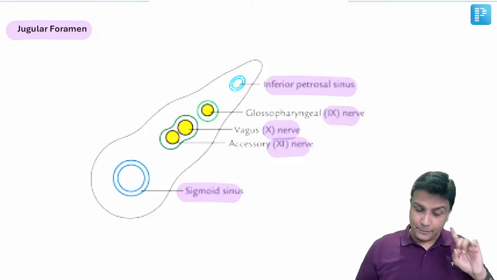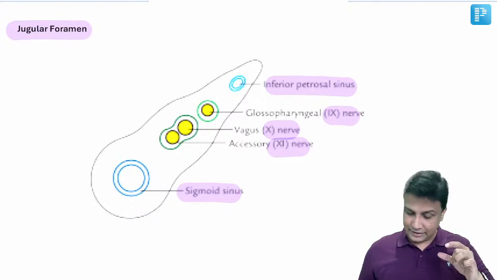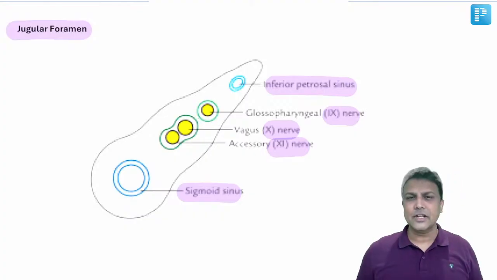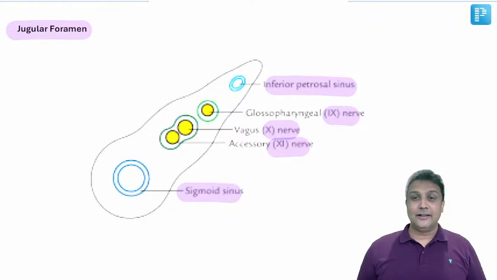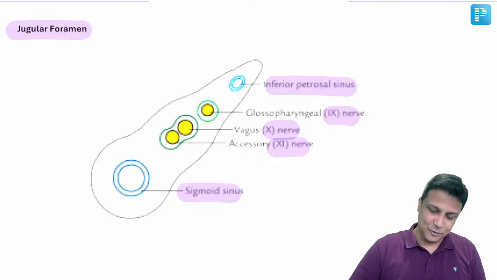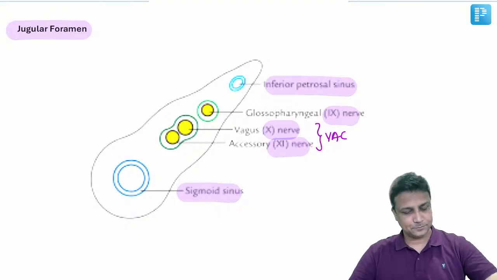Apart from that, one more important thing to remember, out of the three nerves present over here, which nerve will be present in a separate sheath here? That one will be the 9th nerve. 9th nerve will be present in separate sheath, whereas the 10th and 11th together are present in the common sheath and they are together going to form vago-accessory complex. I hope you all remember. Together they are the one which are going to form your vago-accessory complex here, VAC.